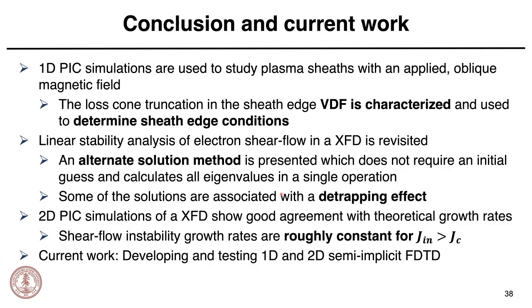So in conclusions, we did some 1D simulation work. The goal was to determine sheath edge conditions. Then with the shear flow theory, we wanted to propose a different solution method. And we also wanted to highlight this detrapping effect. It's something that's been talked about in space plasma, but it hasn't really been talked about in crossfield diodes. So we just wanted to bring that conversation to crossfield diodes.